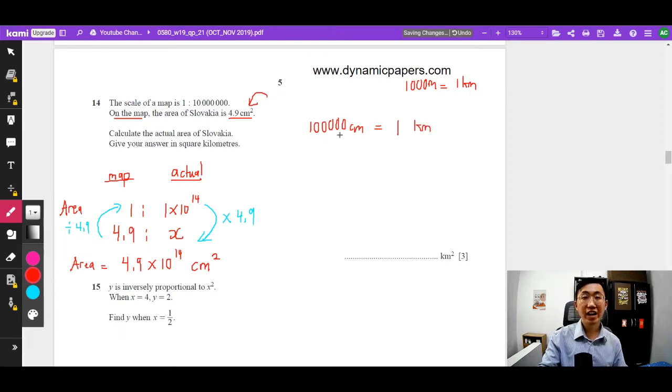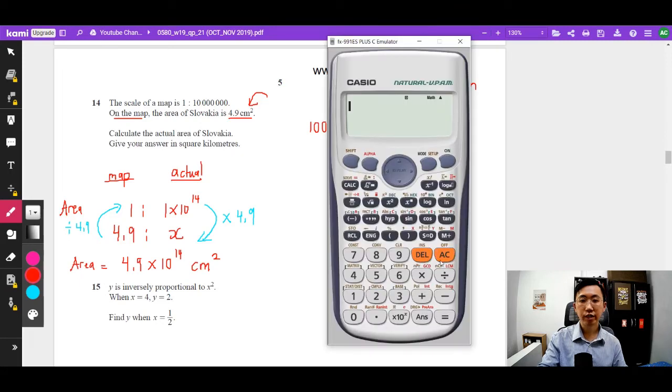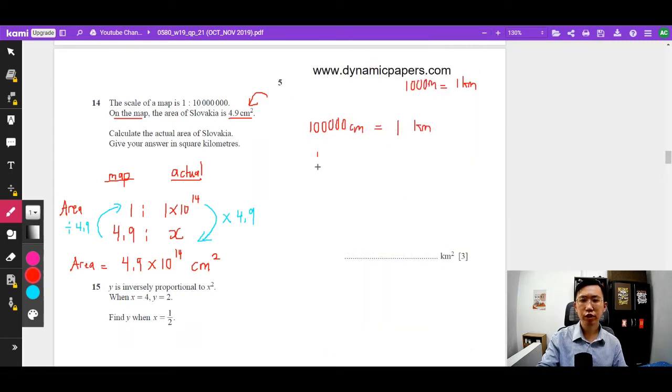Alright, so 100,000 centimeter is actually 1 kilometer, and that is not the area yet, so you need to square both sides. So use calculator again. 100,000 square it. So 1 times 10 to the power of 10. Just write over here, no worries.